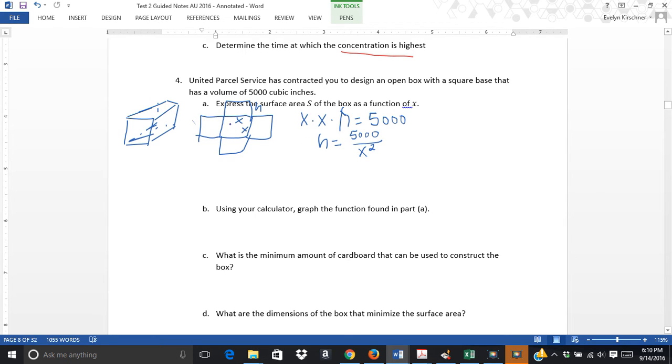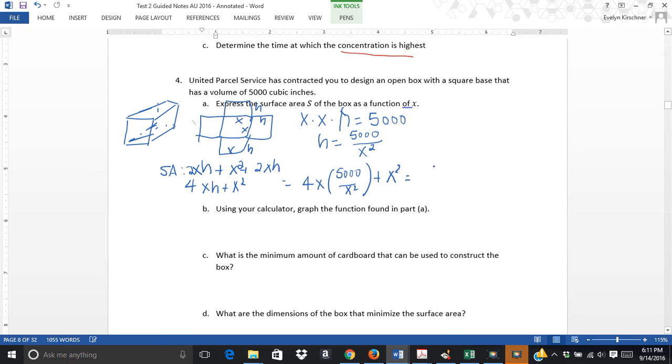Okay, so I know that if that's h, this is h, and this is h, but this is x. So for my surface area, I have the front and back are x by h, and I have two of them. And my bottom is x squared, and then my other two sides are also x by h. So I have 4xh plus x squared. So I know that equals 4x times 5,000 over x squared plus x squared.